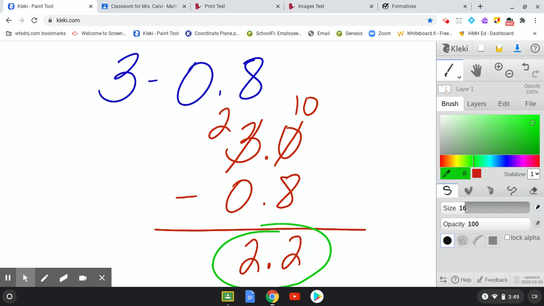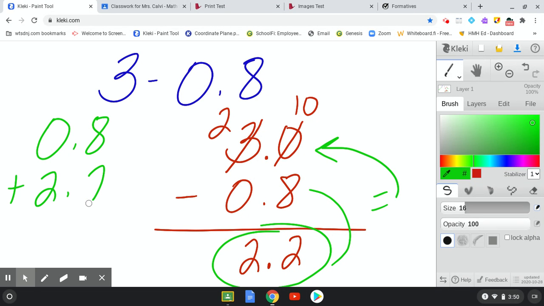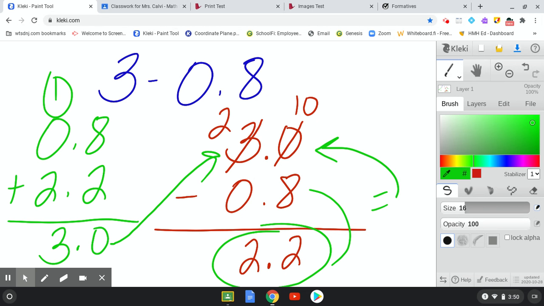If I wanted to check to see if I'm correct, I'm going to add the two smaller numbers, and that should equal the larger number. So if I wanted to take 0.8 and add 2.2, I should come up to 3.0. 8 plus 2 is 10. Drop down my decimal. 1 plus 0 is 1, plus 2 is 3, and I did come back up to my original number there, 3.0.